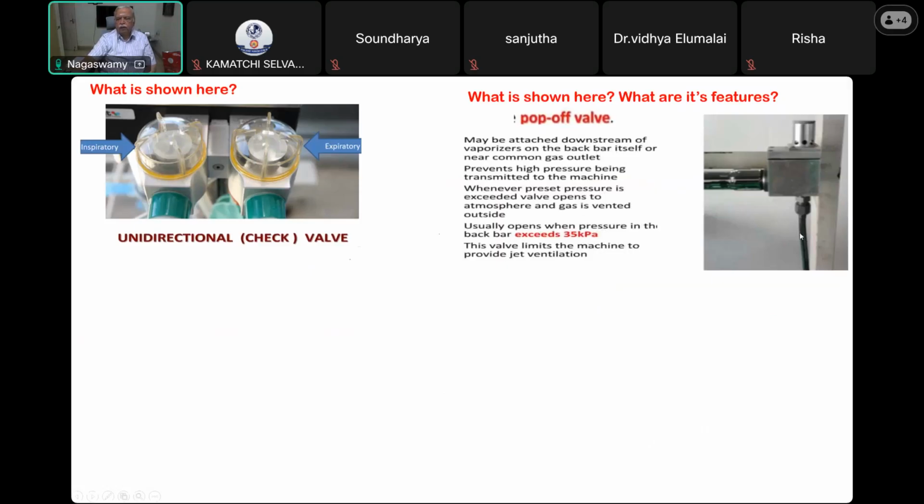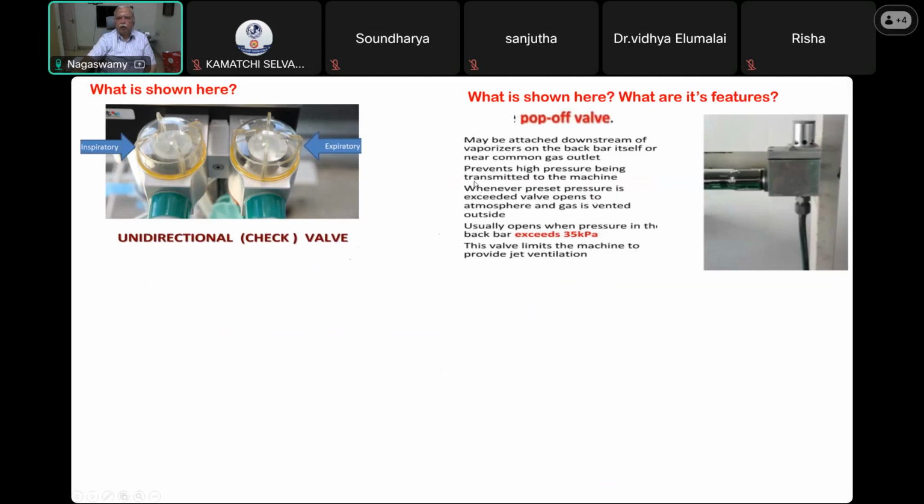I am showing all this because you will not be used to seeing all these things, having been used to your workstation all these years. So at least by pictures, you should be able to remember, because most of the hospitals will keep some old machines also for you to get confused. So this is at least a picture you should remember.